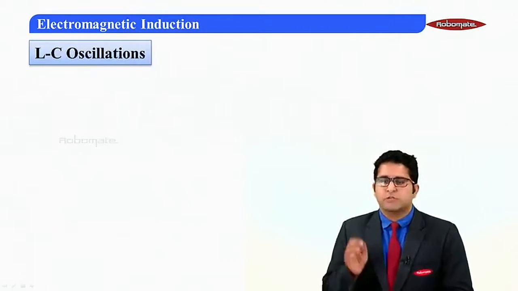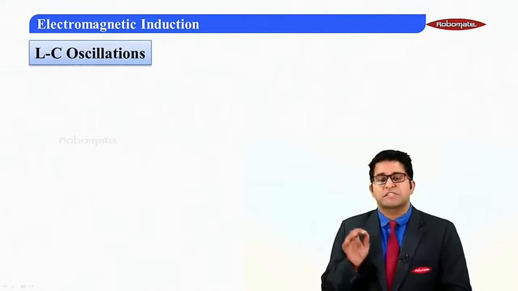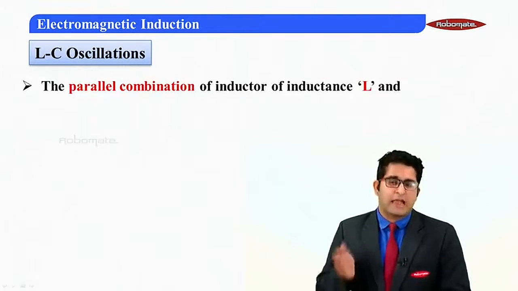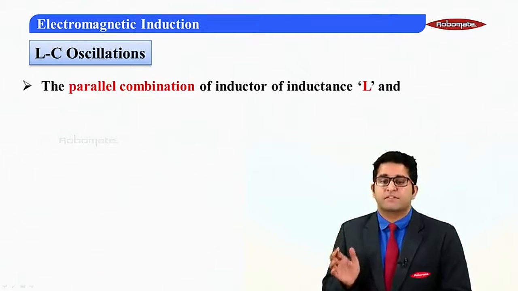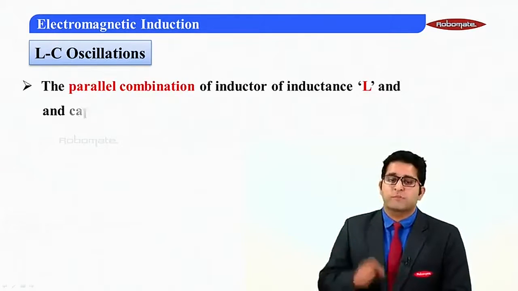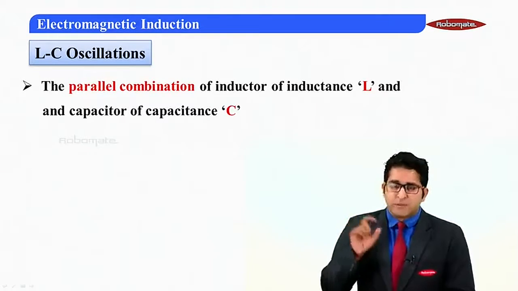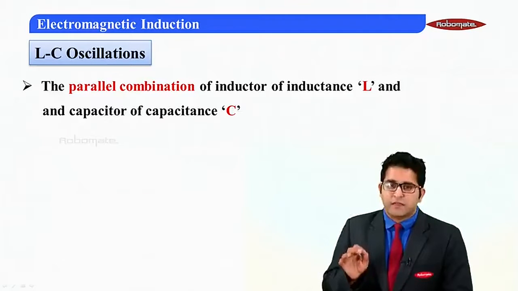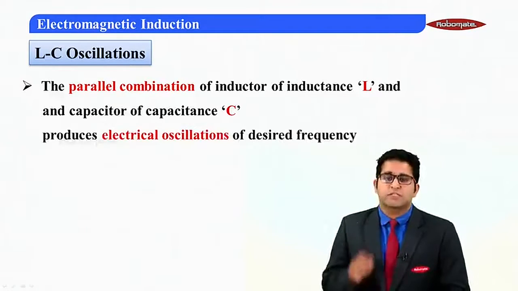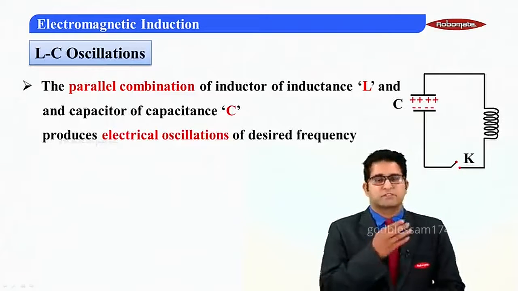So let us start. Now students, if I consider an inductor which is having self-inductance capital L and a capacitor which is having capacity capital C, and both of them connected in parallel, then this parallel combination will generate electrical oscillations of desired frequency. Now this is our circuit.